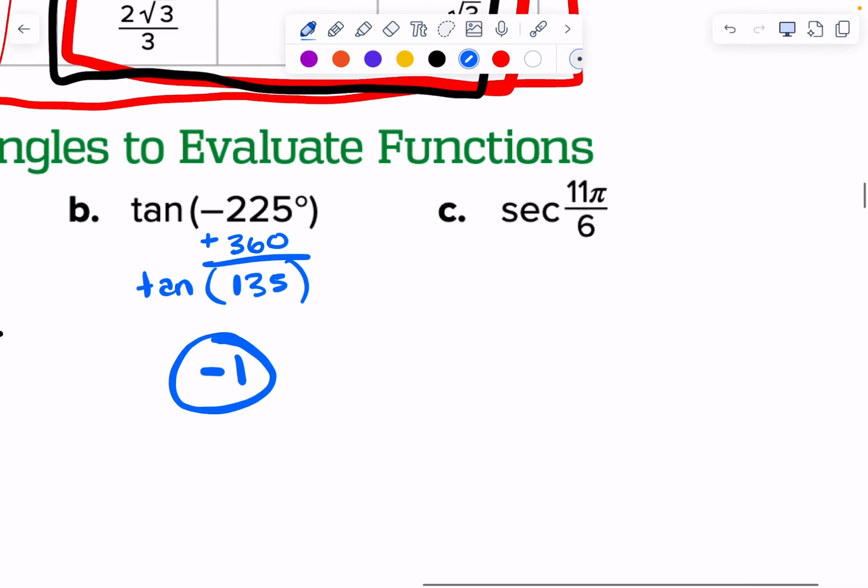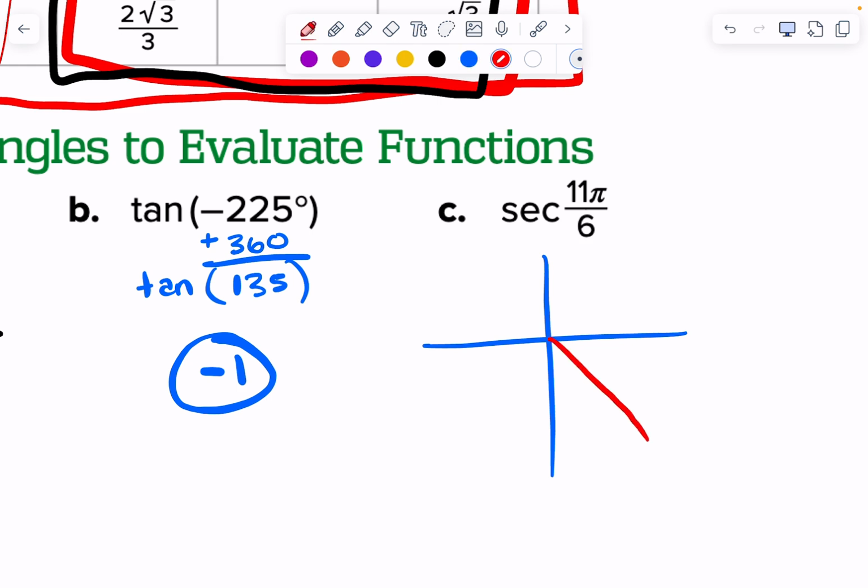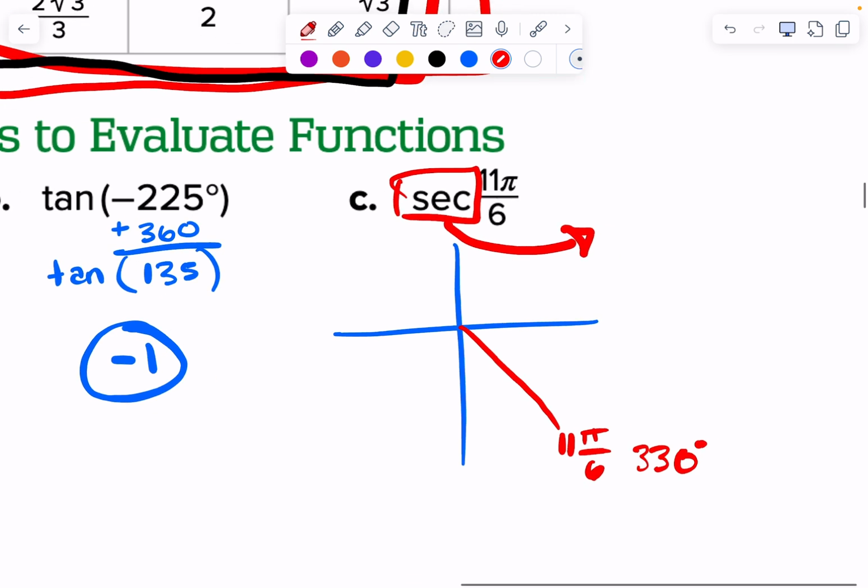Okay, now we want secant of 11 pi over 6. First and foremost, 11 pi over 6 lives where? Quadrant 4. 11 pi over 6 is over here. He is at 330 degrees, isn't he? Yeah, 330. That's what 11 pi over 6 is. But I want secant, and I don't have a secant, so I'm going to look up instead, which one?